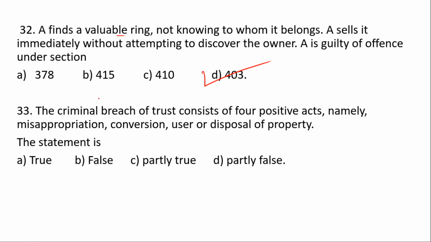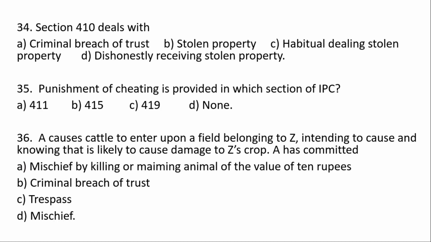Question number 33. The criminal breach of trust consists of 4 positive acts, namely misappropriation, conversion, use, and disposal of property. The statement is true. So for criminal breach of trust, you should read and see that there are these four: misappropriation, conversion, use, or disposal of property. So option A is the correct option.